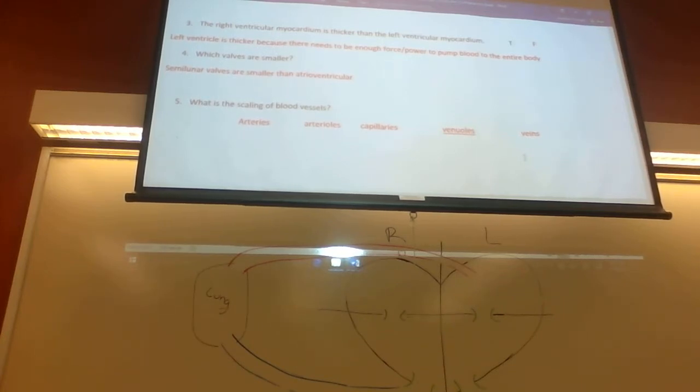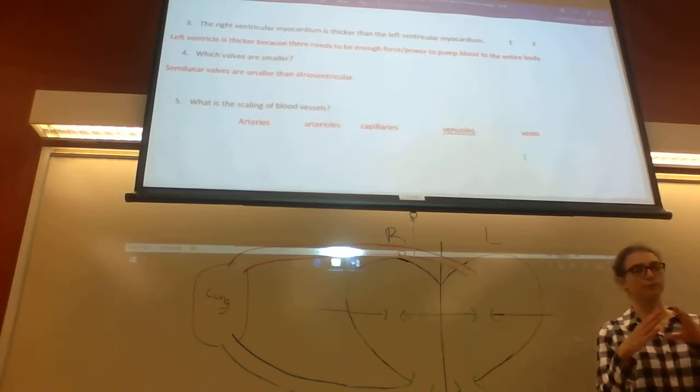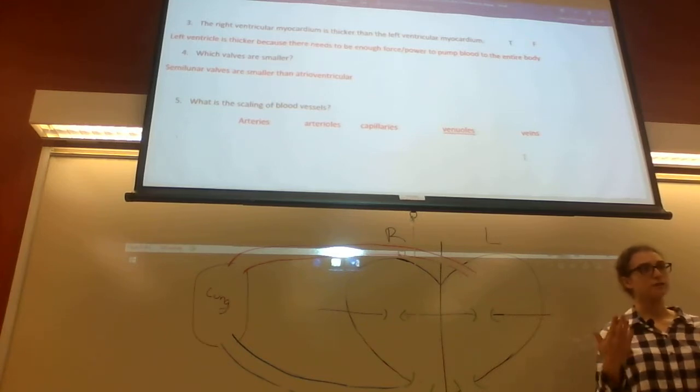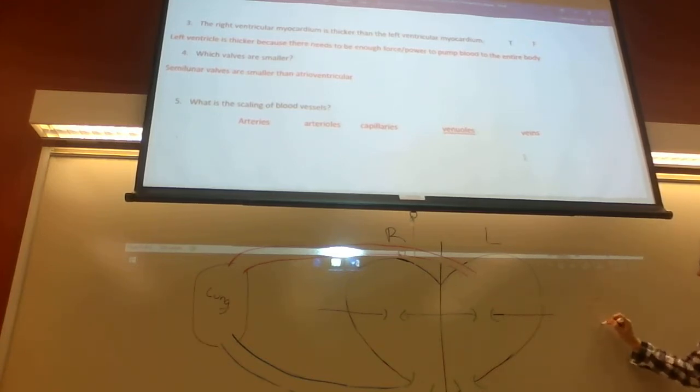Which valves are smaller? The semilunar valves, because semilunar means like a crest, like half. Lunar meaning moon, so semilunar is like a half moon. Semilunar valves are shaped kind of like this, and that's how much space blood can get through. So if you see a question about which one is smaller, semilunar valves are smaller because they're half. Semi means half. Not like semi truck, but semilunar.